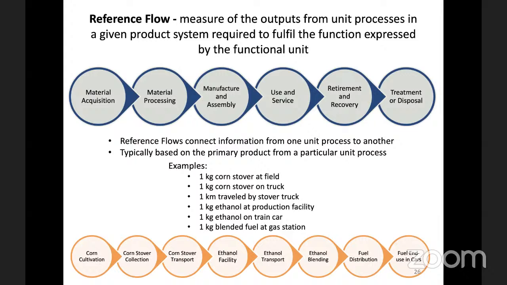This is relatively easy to visualize: 1 kilometer that the stover truck has traveled means that would bring in certain kgs of stover to the ethanol facility. And then you convert that total kgs of stover, and you get the 1 kg of ethanol at the production facility. So that is the transformation that you require to know, and that is where the reference flow connects the information. Likewise, you also have 1 kg of ethanol on train car, 1 kg of blended fuel at gas station. All of these are examples of reference flows that connect one unit process to another unit process.